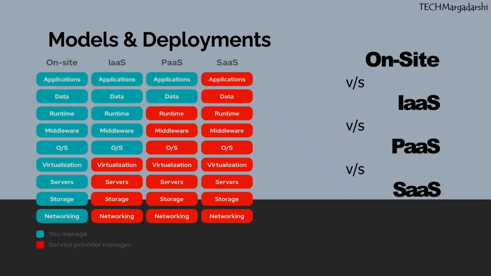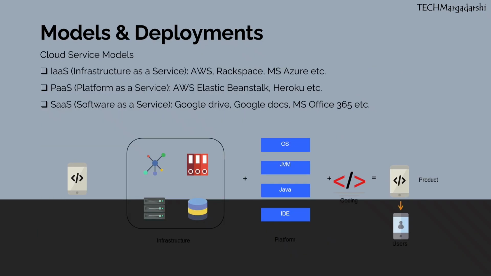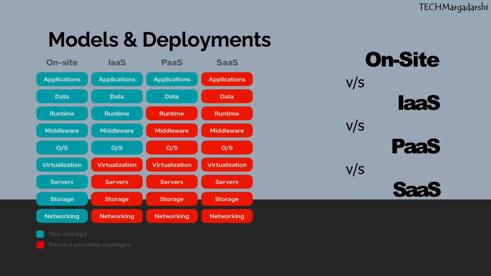Now, last one is SaaS, Software as a Service. Examples, Google Drive, Google Docs, Microsoft Office 365. Everything is managed by the provider. Users just log in, use the application. No installation, no maintenance. This is the most common cloud model used in daily life.